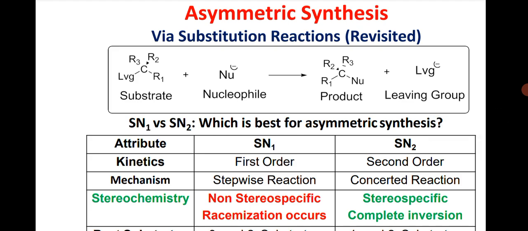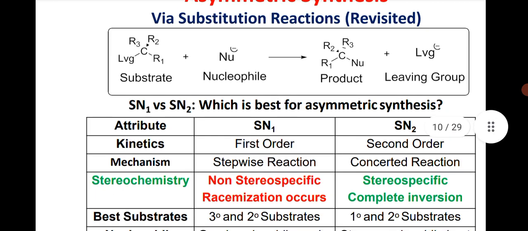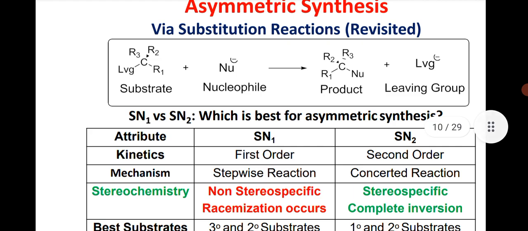Okay, so for asymmetric synthesis by substitution reaction, the reaction is: R1, R2, R3 attached to the carbon, and the leaving group is also attached to the carbon. This is the substrate. LVG is the leaving group, plus we have Nu, the nucleophile carrying a negative charge, and they give us a product plus the leaving group.